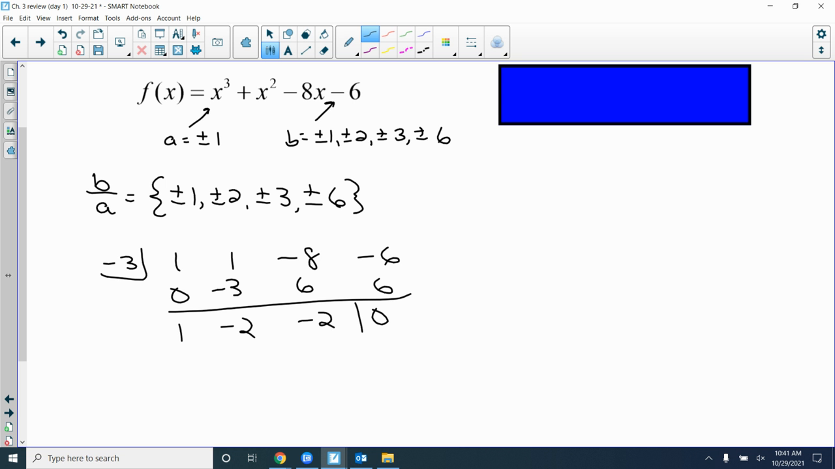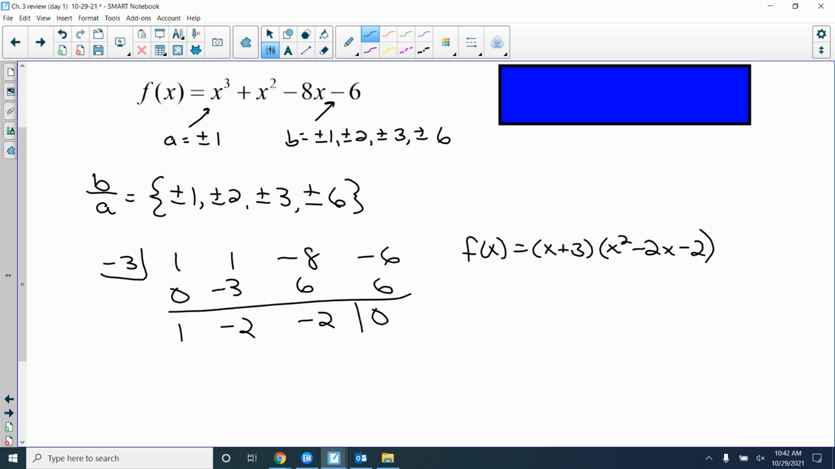All right, so now we got f of x equals, since -3 is a root, x plus 3 times x squared minus 2x minus 2. And we hope it factors, but this one doesn't. So if it doesn't factor, we got to use what? Quadratic formula. And you have to simplify this correctly and reduce it.